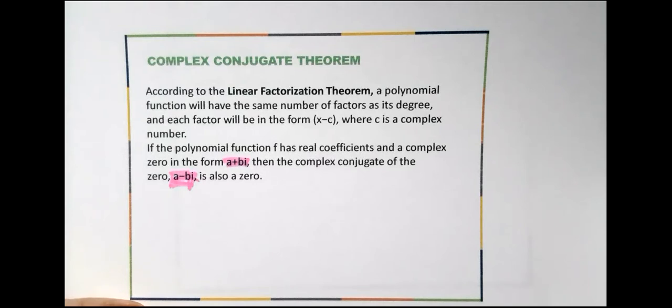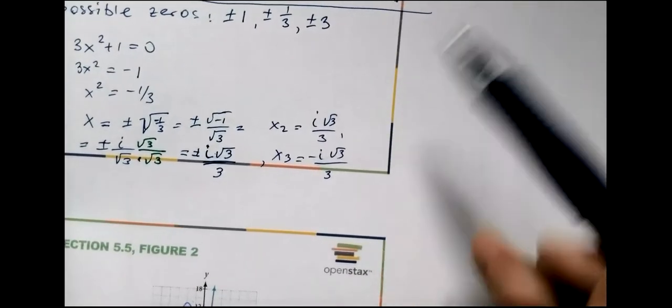If the polynomial function f has real coefficients and a complex zero in the form a plus bi, then the complex conjugate of the zero, a minus bi, is also a zero. And this is what we saw in the previous example in our video.